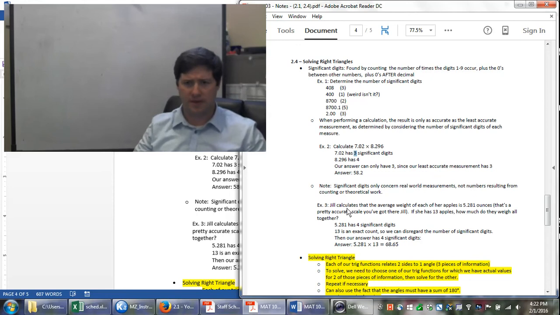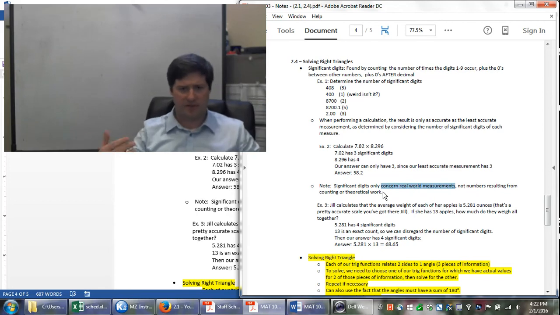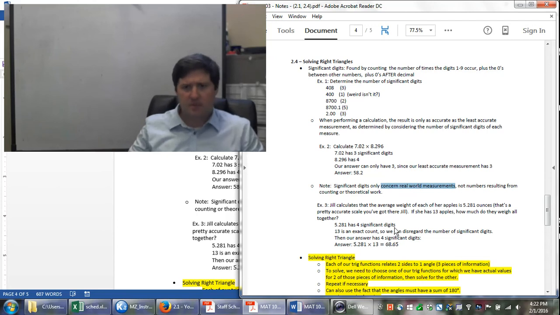Now, kind of a side note before we go on. MyLabsPlus, some of the problems will ask you to round to a certain decimal place, regardless of however many significant digits there actually are in the problem. So take that into account. If it tells you to round to 2 decimal places, even though this example has 3, we can still round it to 2 because that's what we were asked for. Okay, so something to keep in mind.